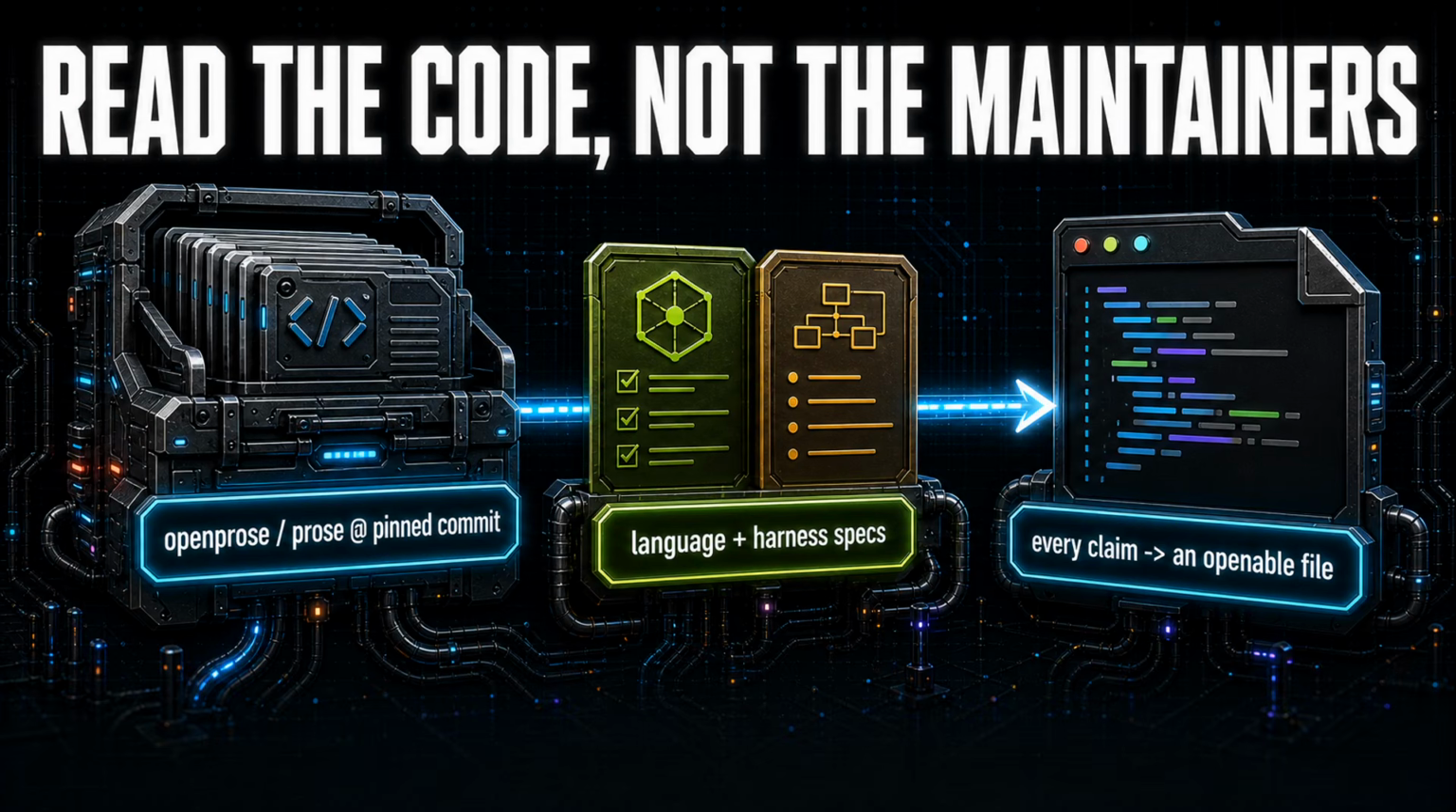This is Systems in the Open, where we rebuild real systems from primary sources. And today, frankly, we are going to kill the AI cron job. We walk through Reactor, a runtime that fixes this by rerunning a node only when its inputs actually moved. And our source is the public openprose/prose repository at a pinned commit, plus the project's language spec and harness spec. Links are in the description.